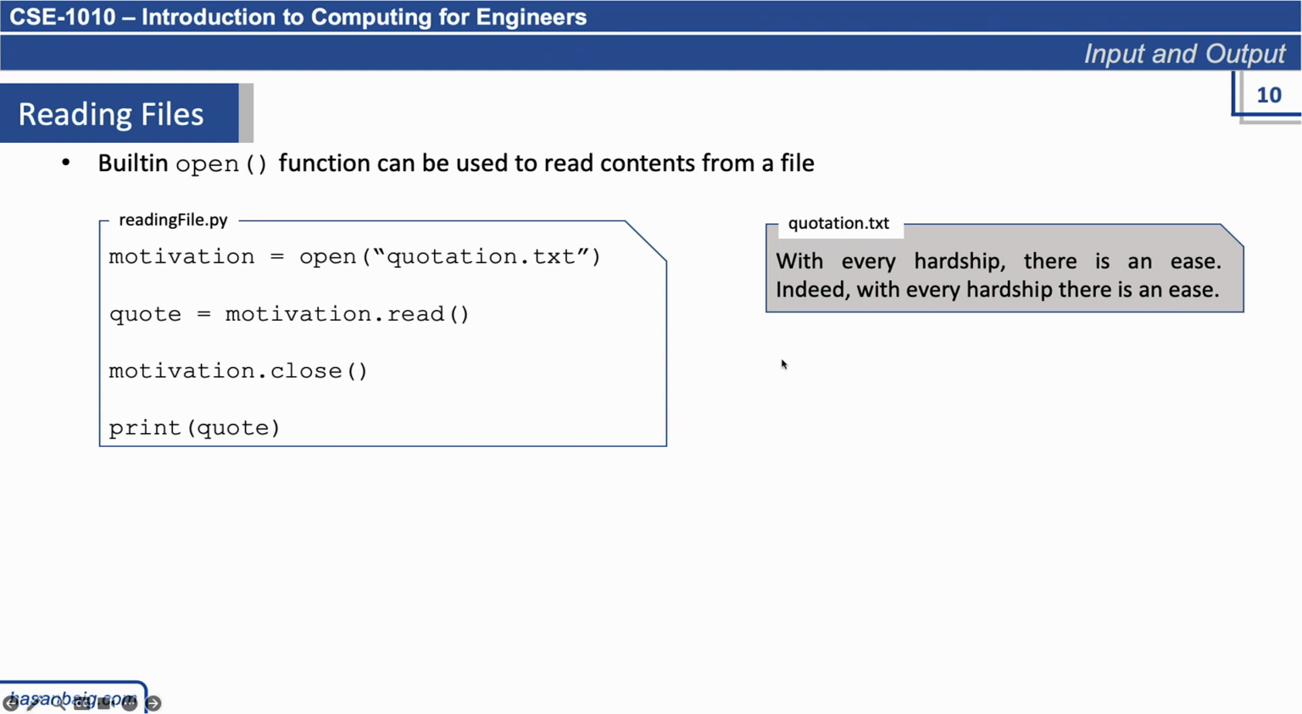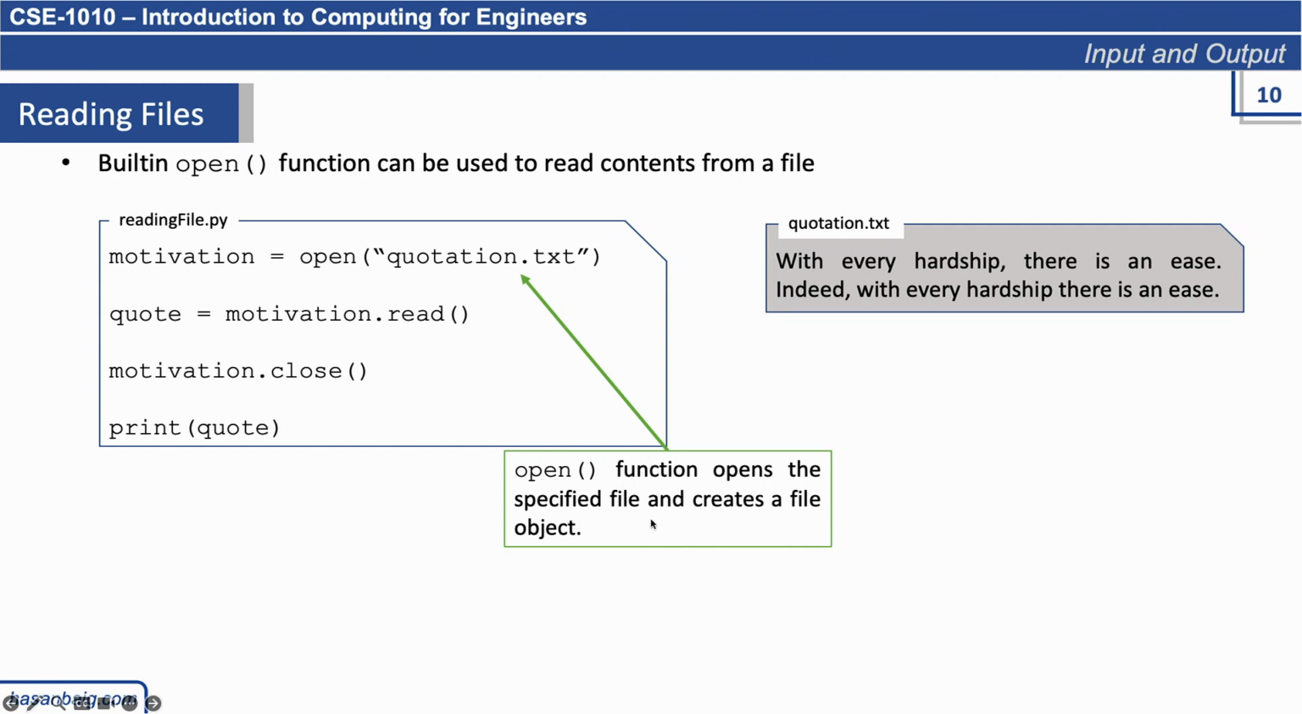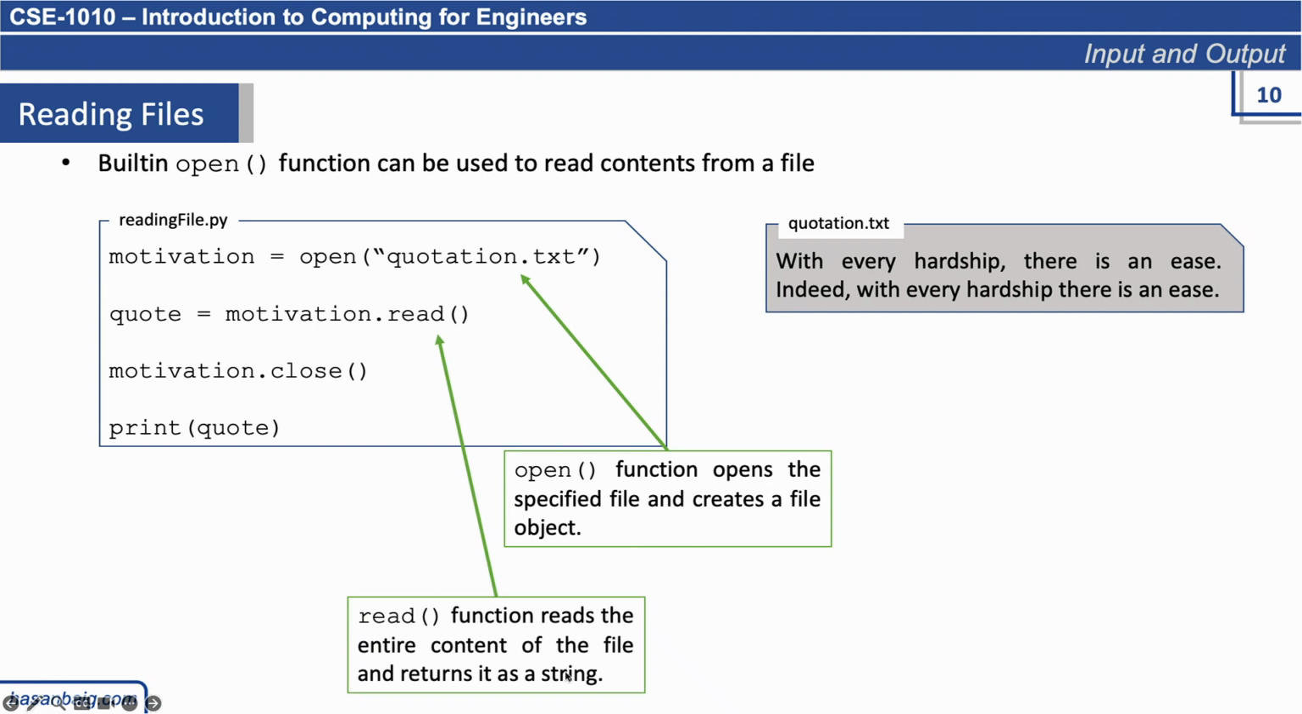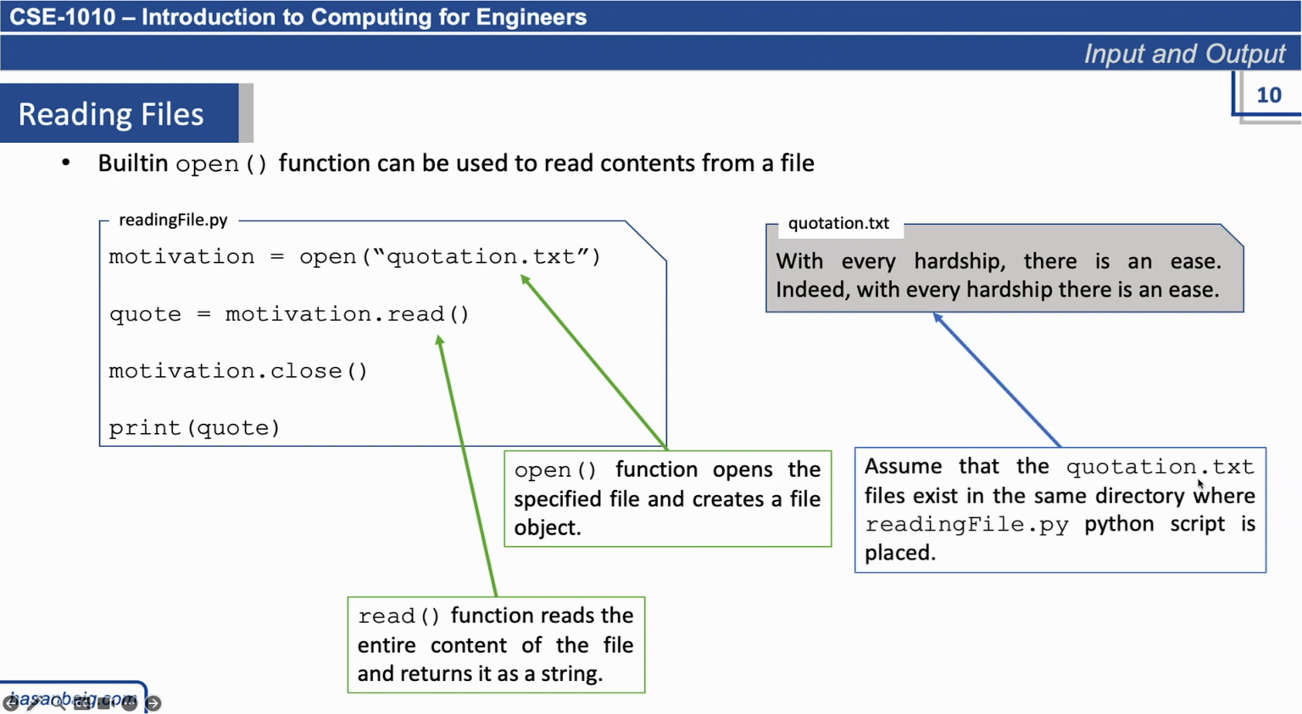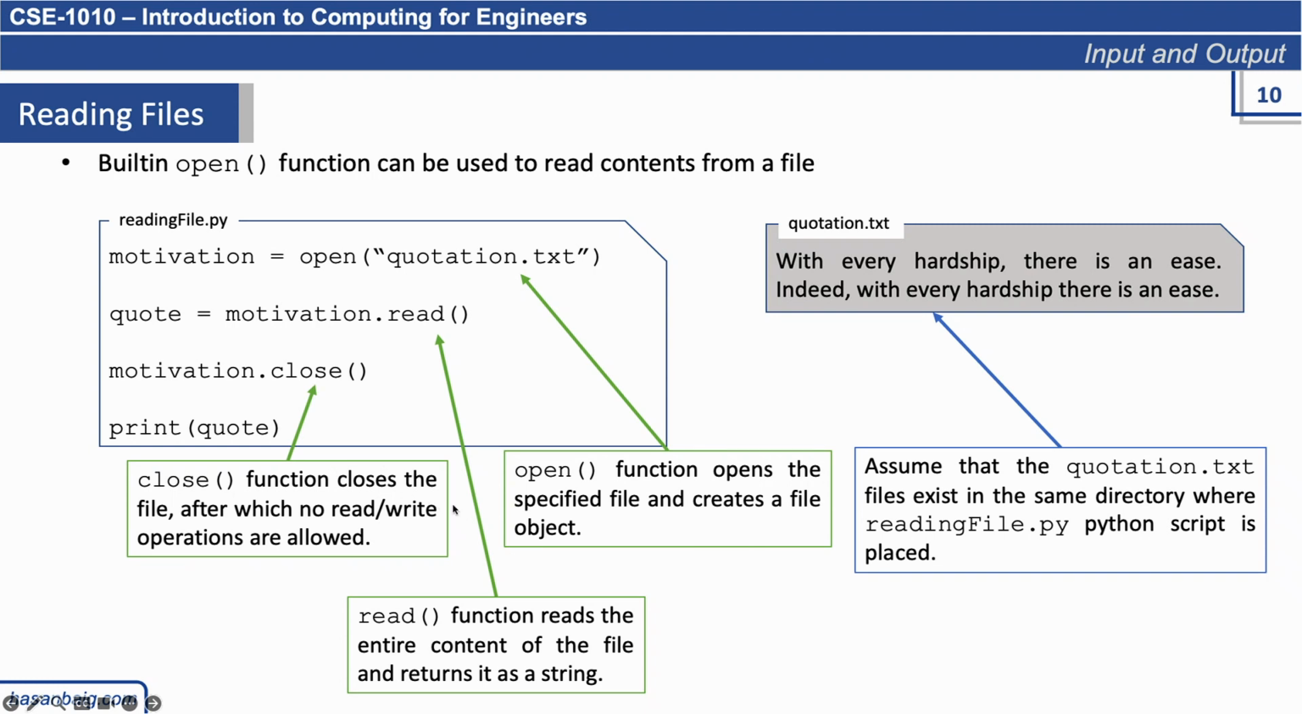We are going to do the same thing in a demo, but first, the open function opens the specified file and creates a file object. The read function reads the entire content of the file and returns it as a string. Everything that is written in a file would be returned as a string. Here assume that quotation.txt, as I have already mentioned, exists in the same directory where reading_file.py is placed. Then the close function closes the file, after which no read or write operations are allowed.